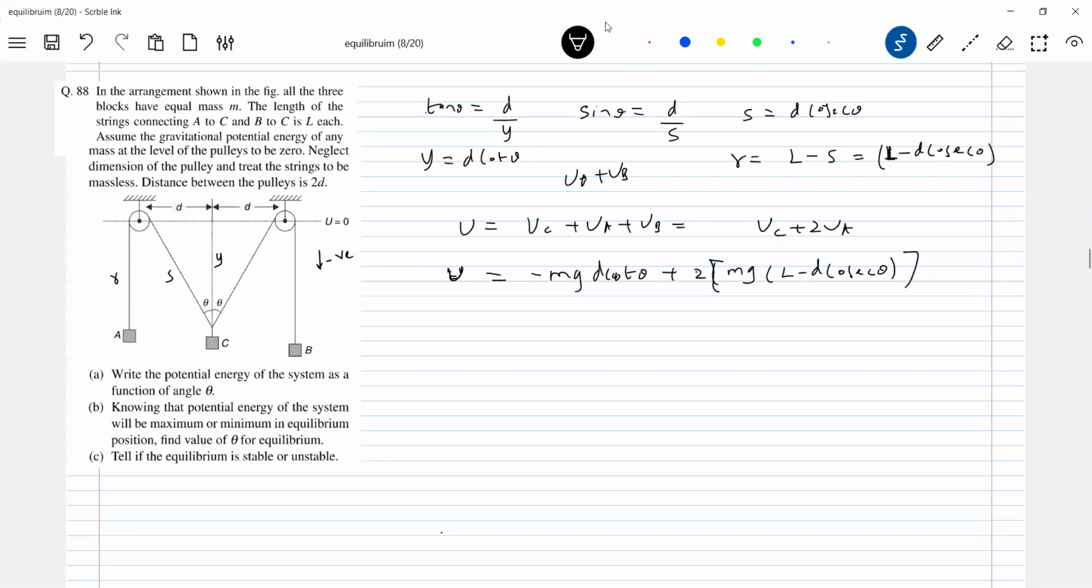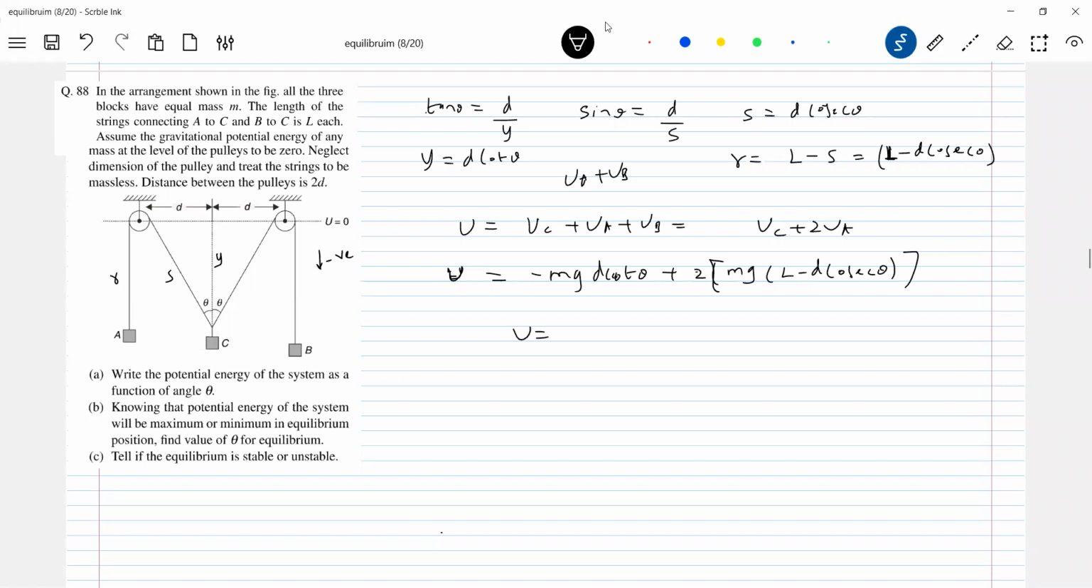So simplify this. You'll get u as a function of theta, cot theta. Solve this and bring it in terms of u as a function of theta. Then write the potential of the system as a function of theta. You can further simplify this one. Knowing that the potential of the system will be maximum or minimum in the equilibrium position, find the value of theta for equilibrium. It is asking now for the equilibrium. So what shall I do for this? I'll differentiate this, du by d theta, then d square u by d theta square. I'll check whether it is stable or unstable.